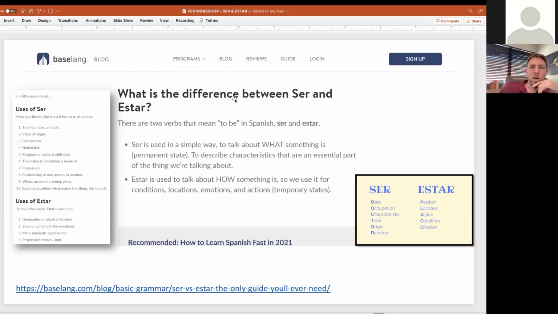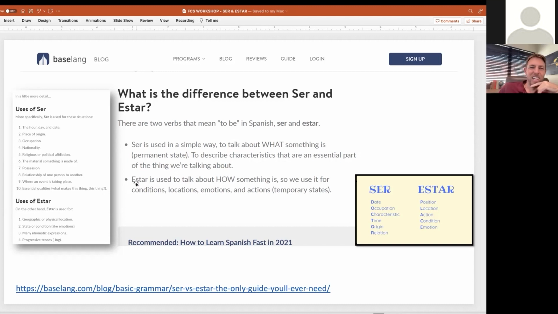All right. What is the difference? There are 2 verbs that mean to be in Spanish. Ser is used in a simple way to talk about what something is, a permanent state, to describe characteristics that are an essential part of the thing we're talking about. Yeah, you lost me there.